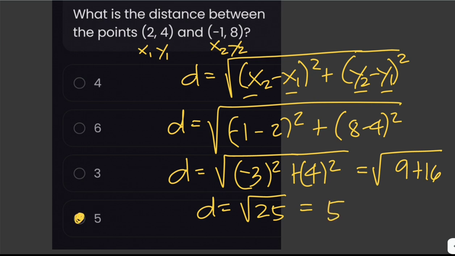But in case you don't memorize the distance formula, you just have to subtract the x values and the y values. You get the square of each of the differences and then get the square root. You will get the same answer.